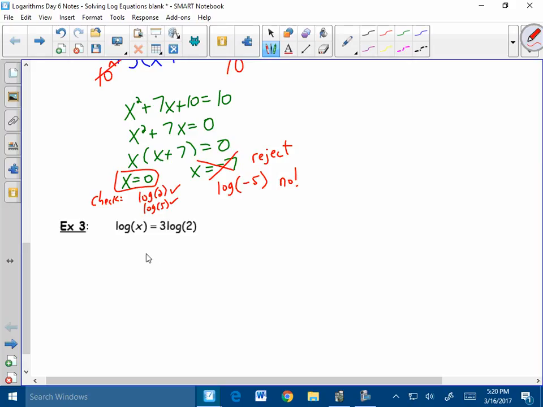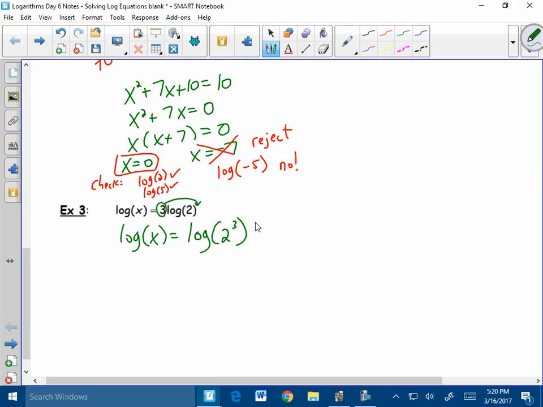Okay, one more here on the front side. Log of x is equal to 3 times the log of 2. So this number that's here in the front, where did that come from? Thinking about log properties, a coefficient that's out in the front really came from an exponent that was up here. So I'm going to rewrite this. This is really the log of x is equal to the log of 2 to the third.